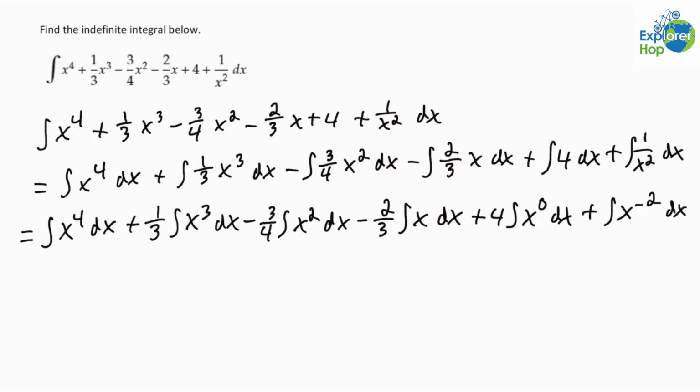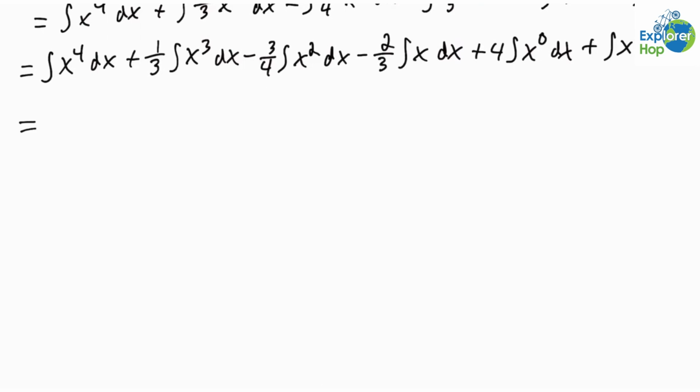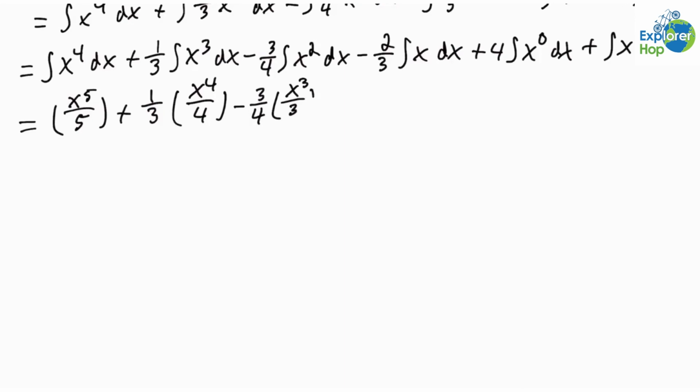dx. And now we apply the reverse power rule to find the indefinite integral of each of the terms. So this is equal to x to the power 5 over 5 plus 1/3 times x to the power 4 over 4 minus 3 over 4 times x cubed over 3 minus 2/3 times x squared over 2 plus 4 times x plus x to the negative 1 over negative 1.